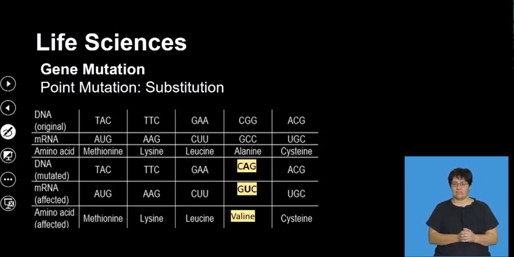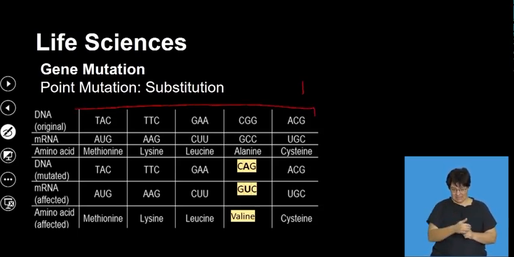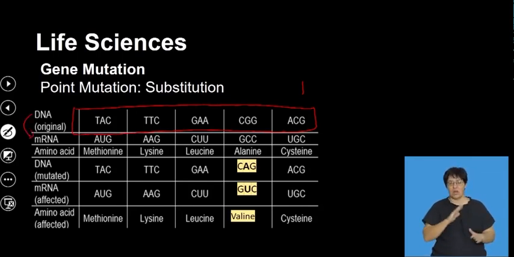So if we try and unpack an example of that point mutation, what I've illustrated in this table is a sequence of DNA as you would look up here. That's a sequence of DNA which I'm outlining in red. And so that sequence of DNA during the process of protein synthesis produces an mRNA codon or mRNA sequence. That mRNA sequence in turn is then translated into an amino acid chain. So when we look at this DNA sequence, it produces a chain of methionine, lysine, leucine, alanine, and cysteine.